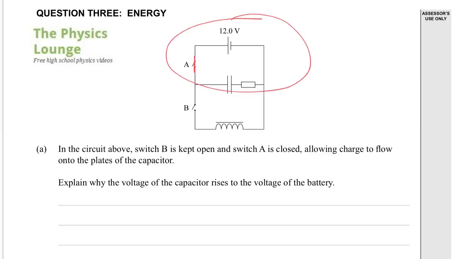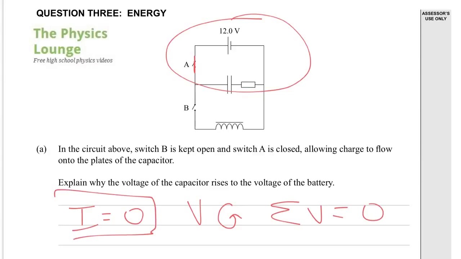Explain why the voltage of the capacitor rises to the voltage of the battery. The essence of this is that when the current stops flowing, so when the current in the circuit equals zero, Kirchhoff's voltage law for a voltage loop has to hold true, so the sum of the voltages will equal zero. With zero current, that means there is zero voltage drop over the resistor. So it has to match the voltage of the supply, equaling the voltage of the capacitor.